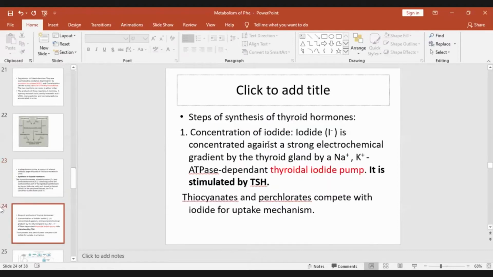So the steps of synthesis of thyroid hormones consist of, first, concentration of iodide by a sodium-potassium dependent ATPase, the thyroidal iodide pump. All the steps are stimulated by TSH. Thiocyanates and perchlorates compete with iodide for the uptake mechanism of this thyroidal iodide pump, which is inhibited by these thiocyanates, and so these are antithyroid drugs.